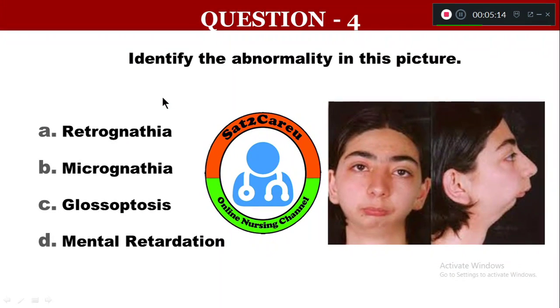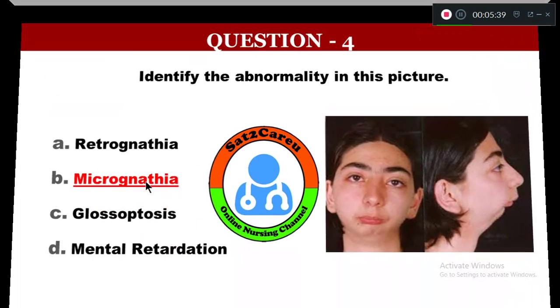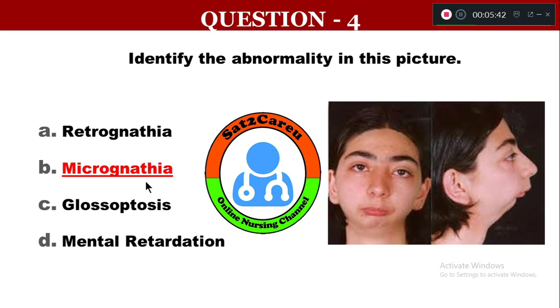Move on to question number 4, an image-based question. Identify the abnormality in this picture. Option A, retrognathia; option B, micrognathia; option C, glossoptosis; option D, mental retardation. This condition has a very short lower jaw, so that is called micrognathia. Option B, micrognathia, is a condition characterized by a very small lower jaw.